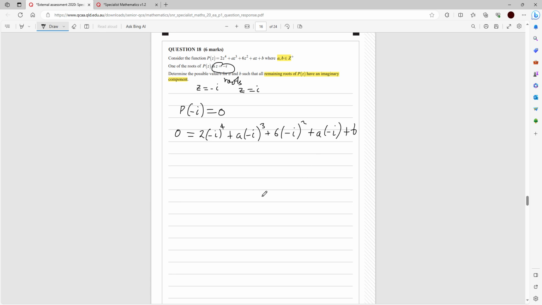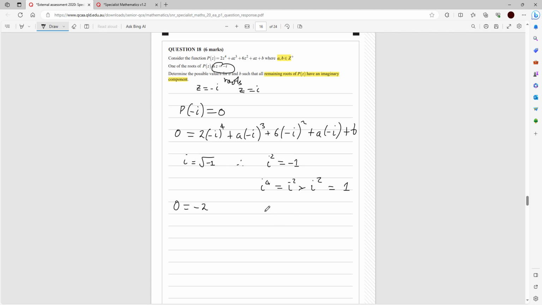Okay, let's see what we can get from this. So i is the square root of negative 1. Therefore, i squared is negative 1. That's going to be important. So i to the power of 4 is i squared times i squared. So that's going to be 1 times negative 1. So that first bit there is going to be negative 2.